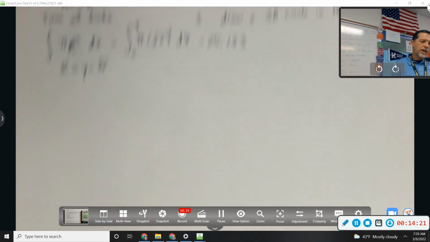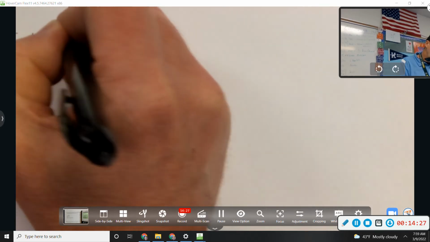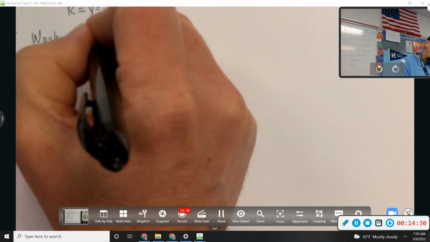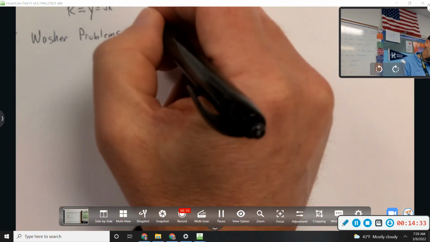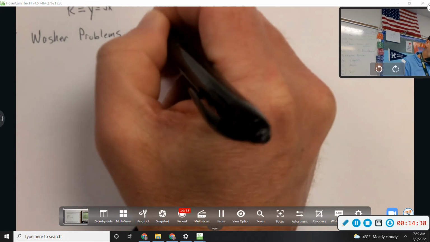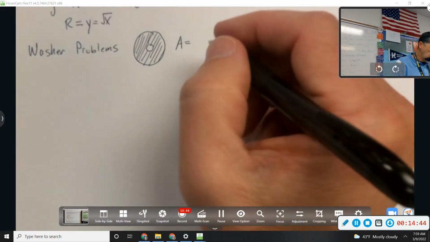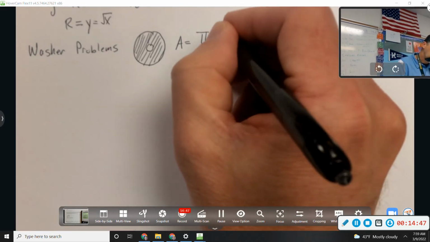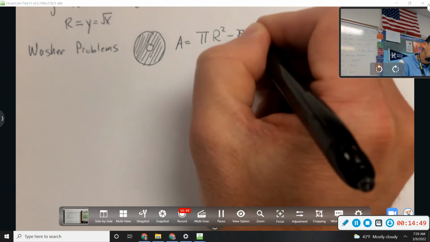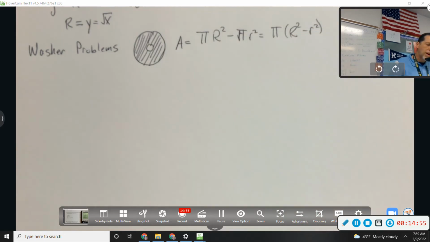All right, second type, and then we'll switch to a worksheet with a ton of examples, and we'll just see how many we get through. Washer problems. So just like we did in the warm-up, the area is pi times big R squared minus pi times little r squared. And that's why I picked big R on that last example, because usually big R is the outer radius and little r is the inner radius.